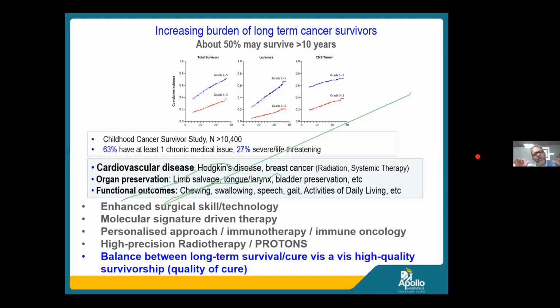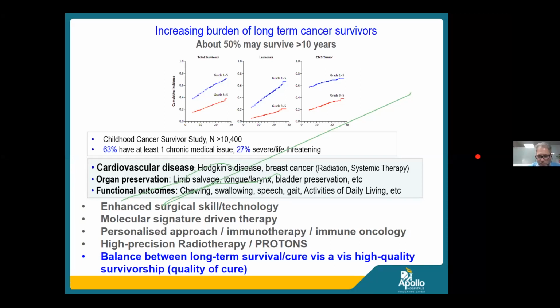The ultimate aim for all the oncology colleagues, and many of you are just beginning your career, is to find that fine balance, to evolve a paradigm, to find a principle and a protocol for every single patient right from day one, to find the balance which would achieve a very high chance of long-term survival and cure, and balance it vis-a-vis a high quality of survivorship, what we call quality of cure. So cure and quality of cure. So you have to find that balance between the two.